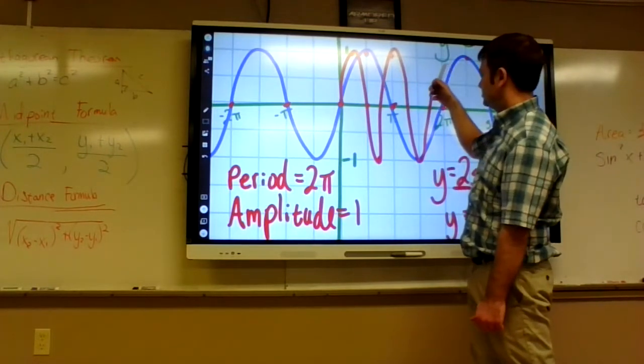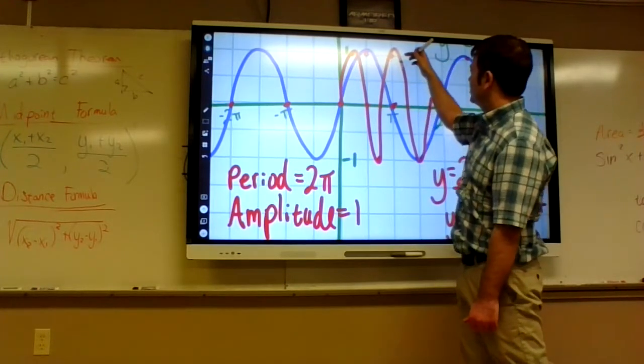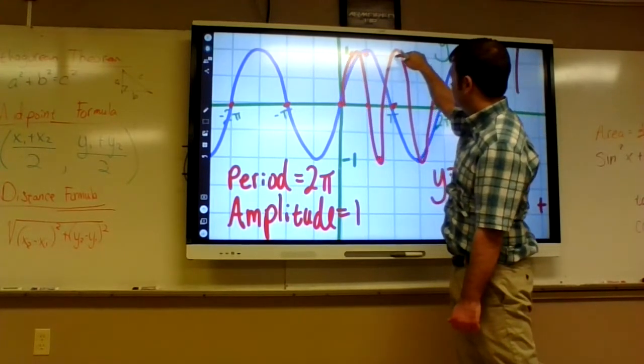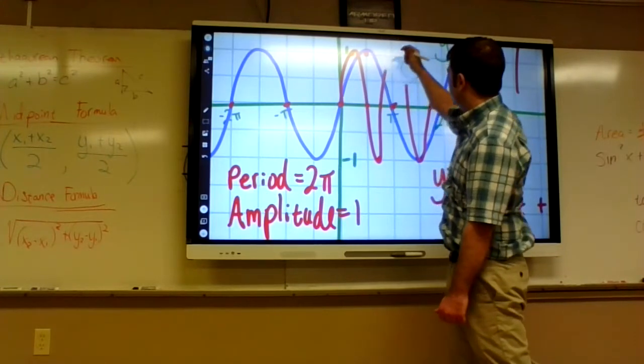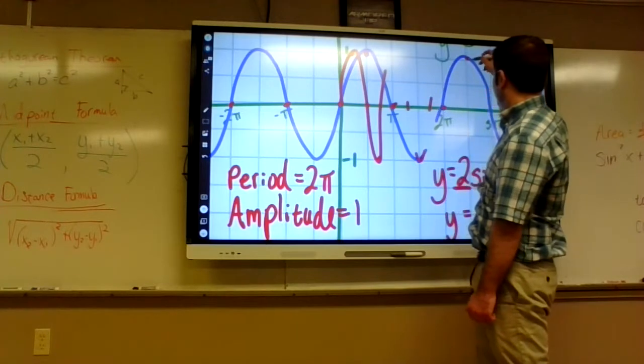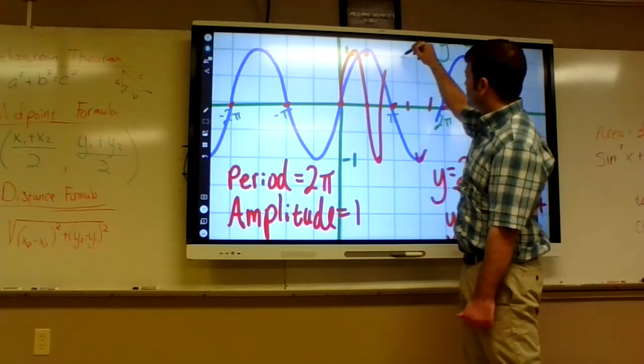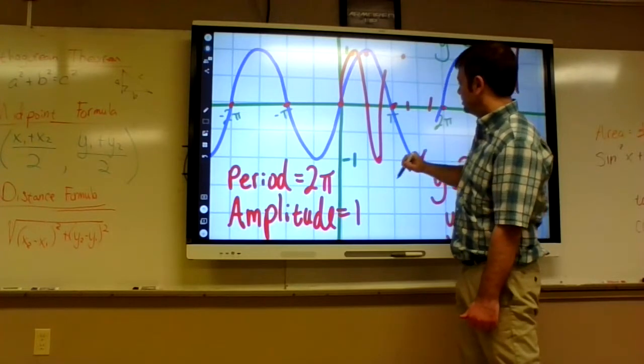Actually, too squishy. 1, 2, 3. Yeah, it should have been right. That's a little too squishy. This point out here, 1, 2, 3, 4, 5. Oh, that was pretty close, actually.